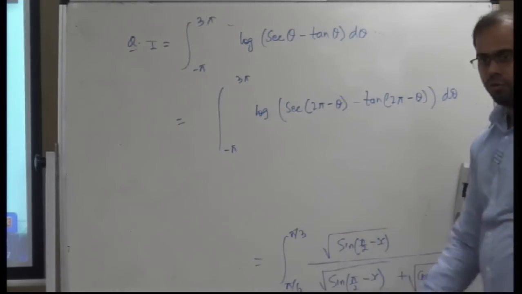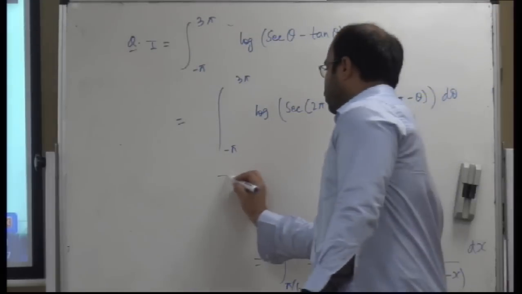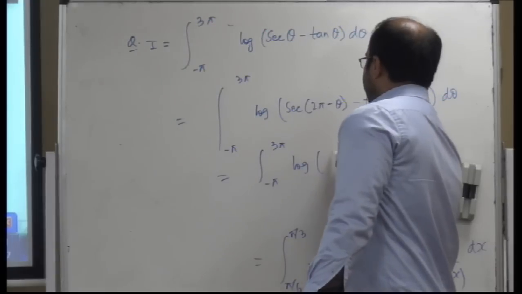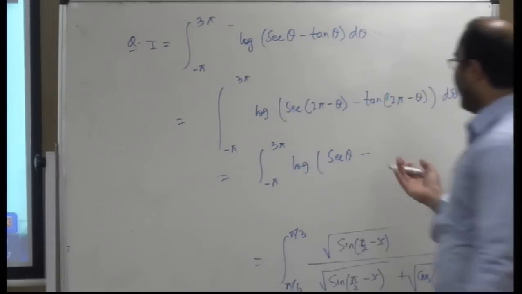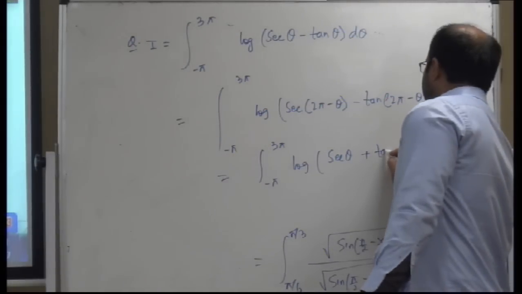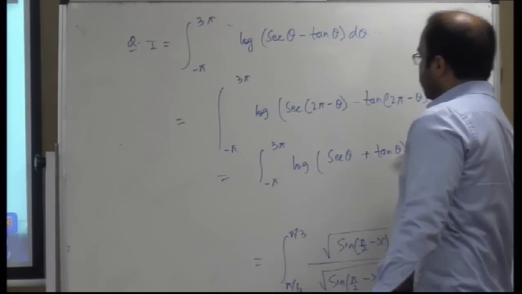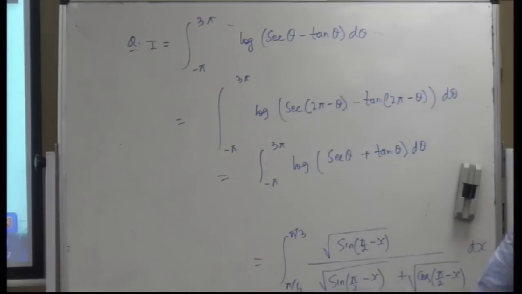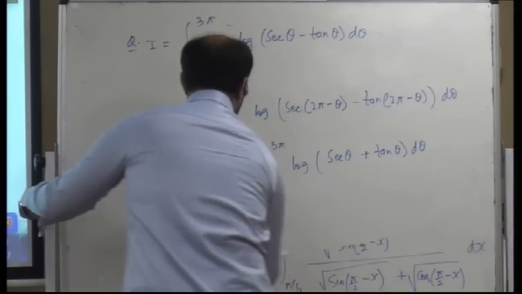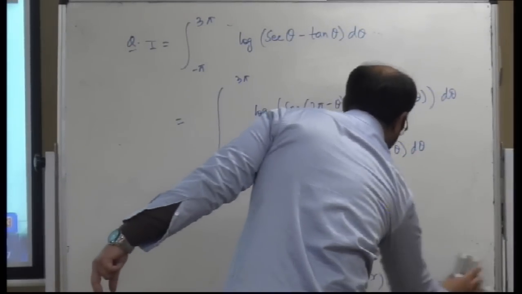What is sec of 2 pi minus theta? That is actually same as the cos behaves. So that would become sec theta, and tan of 2 pi minus theta is actually minus tan theta. This would become plus tan theta d theta, and this is also I. Equal to sign is everywhere. So if we add these two I's, we'll again get a condition like this.